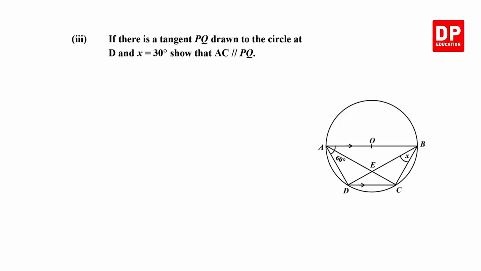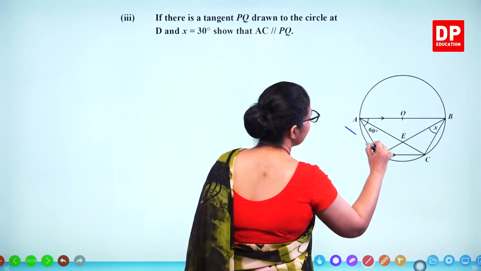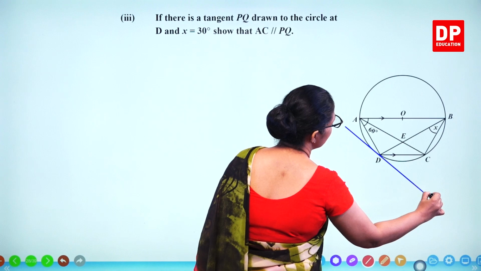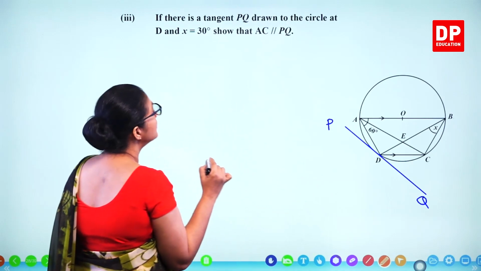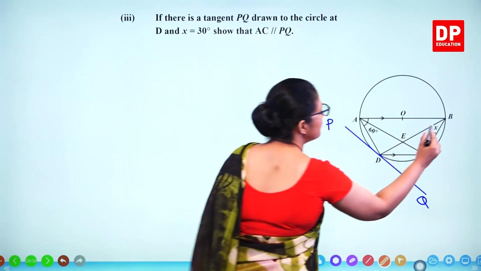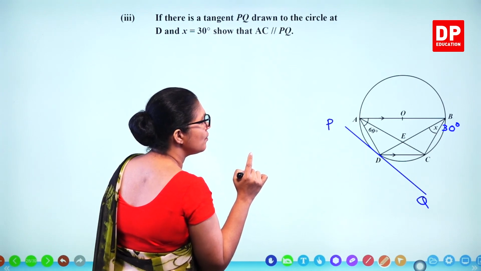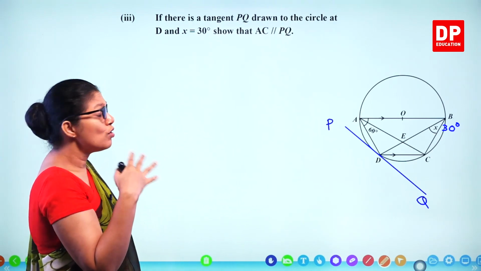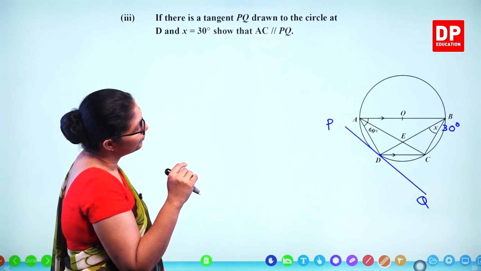Third part, if there is a tangent PQ drawn to the circle at D. So we'll draw the tangent line. That's PQ. x equals 30. Show that AC is parallel to PQ. The diagram is not drawn that way, but we have to prove that. Look at it carefully.